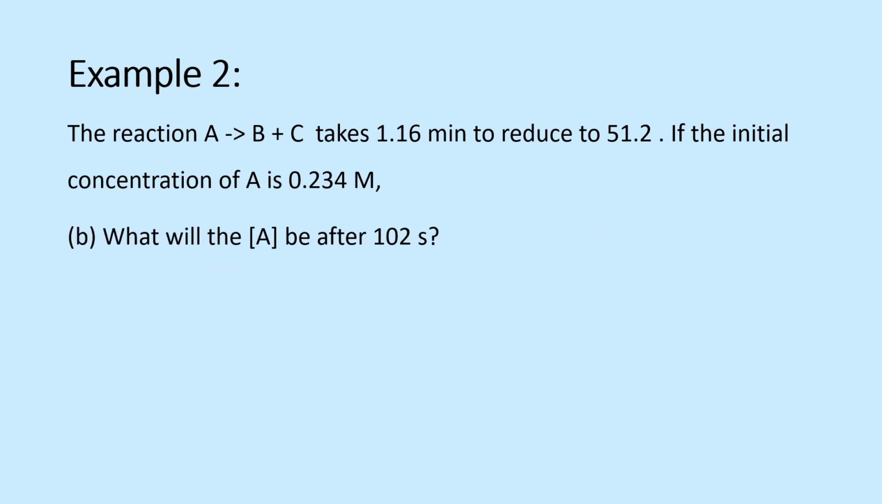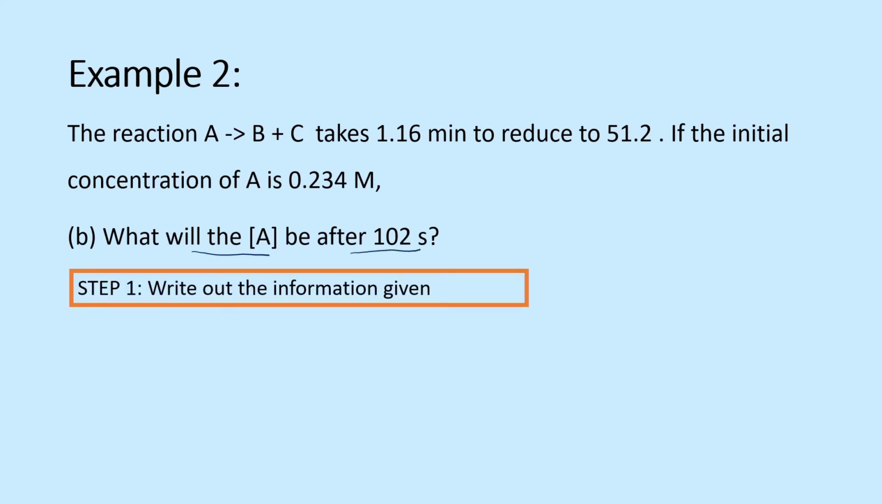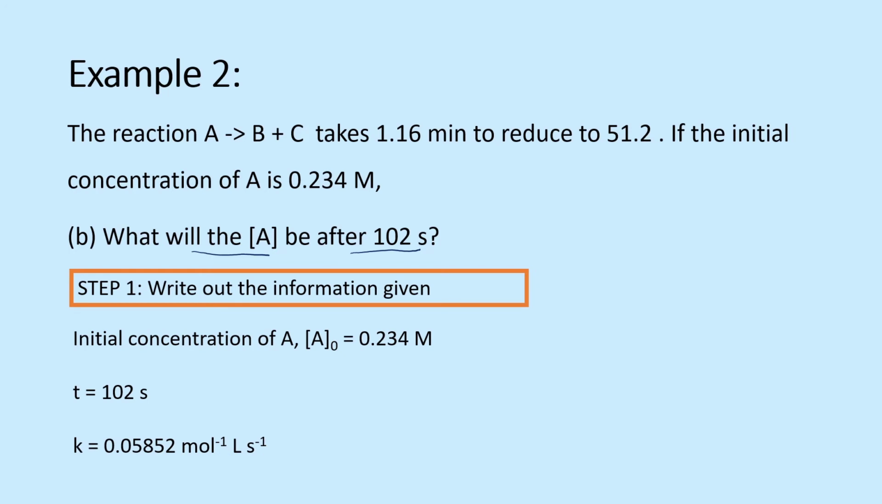In example 2b, we want to calculate the remaining concentration after the time 102 seconds. For this, again, we need to follow through the 3 steps. Step number 1 is to write out all the information given in the question. So what are the information given in the question? First is the initial concentration of reagent A, which is equal to 0.234 molar. And second, the time of reaction, 102 seconds. And the rate constant is the one that we calculated in part A, 0.05852 per mole liter per second.